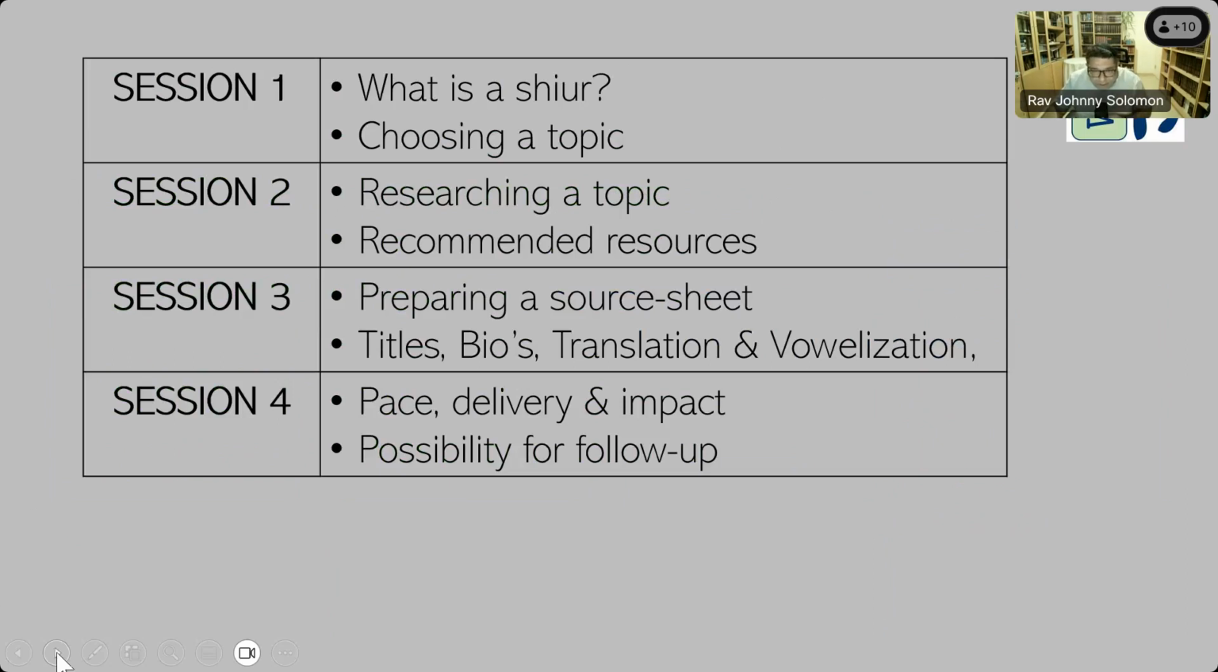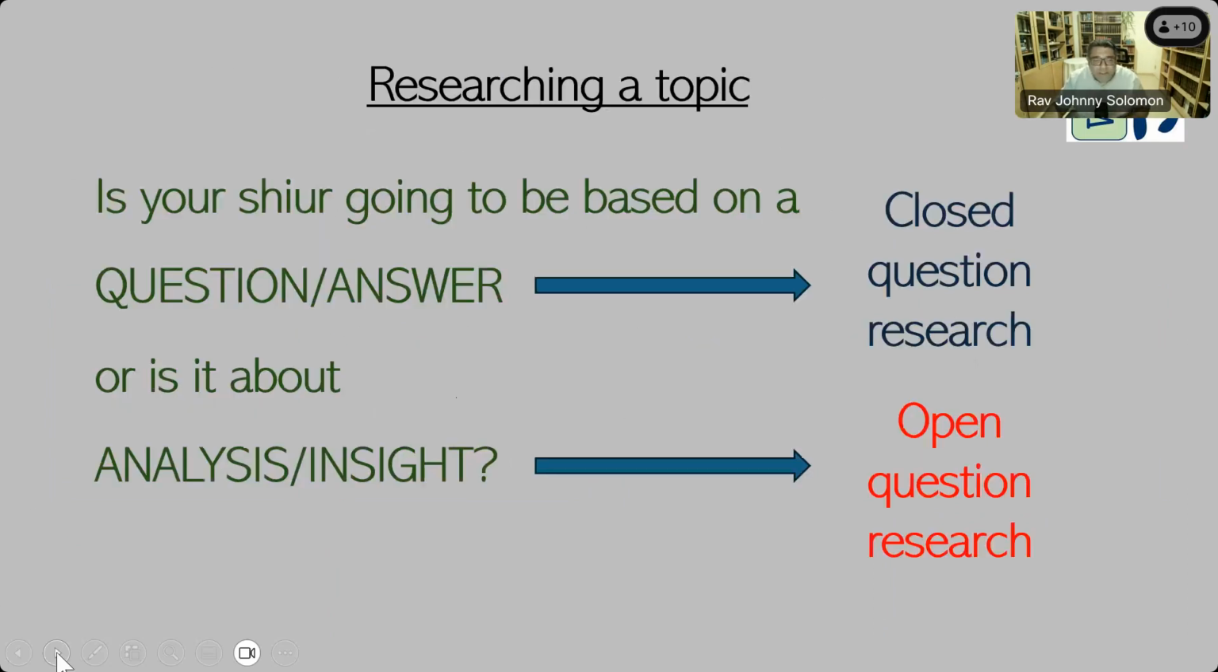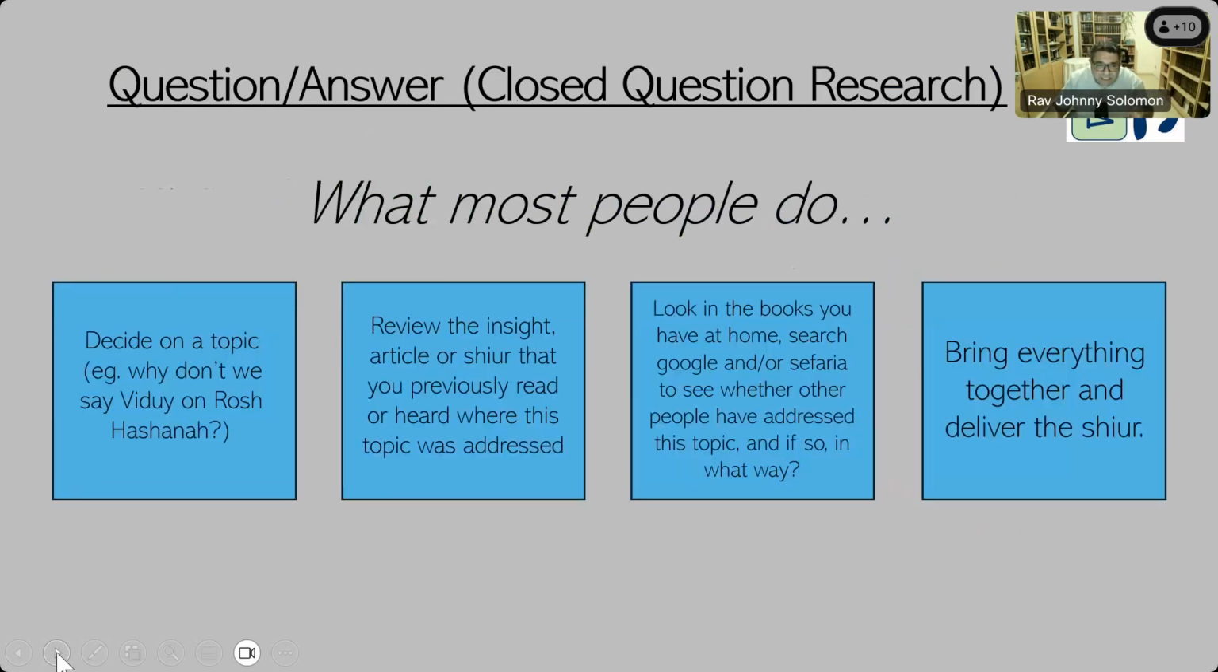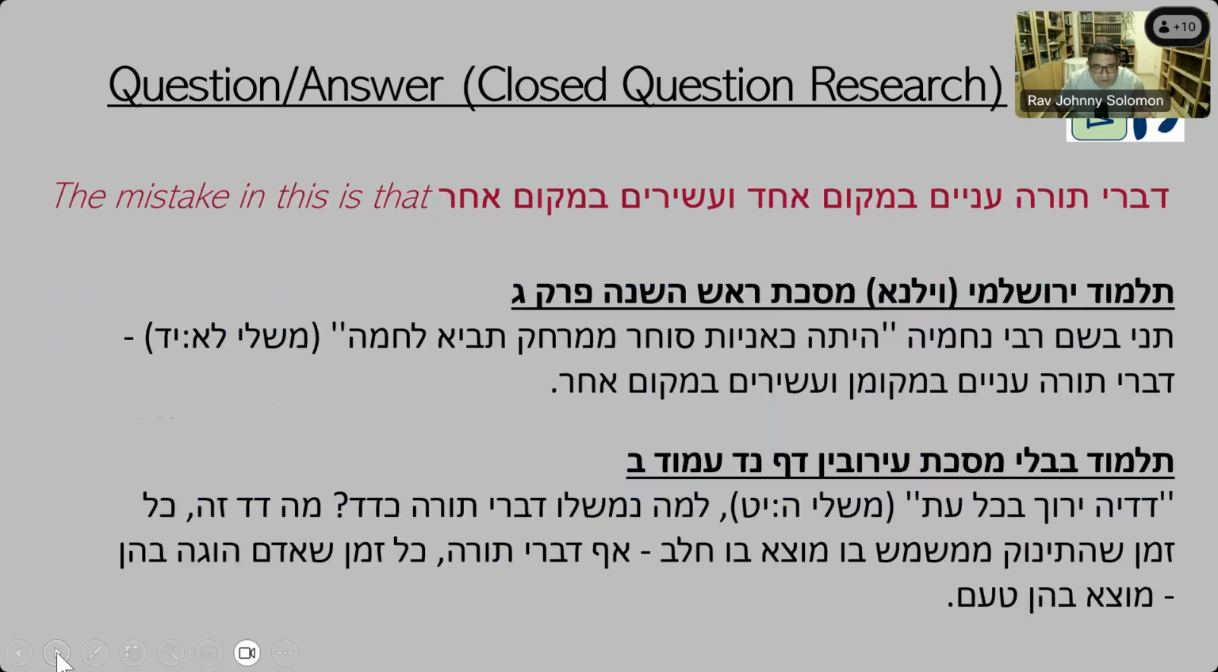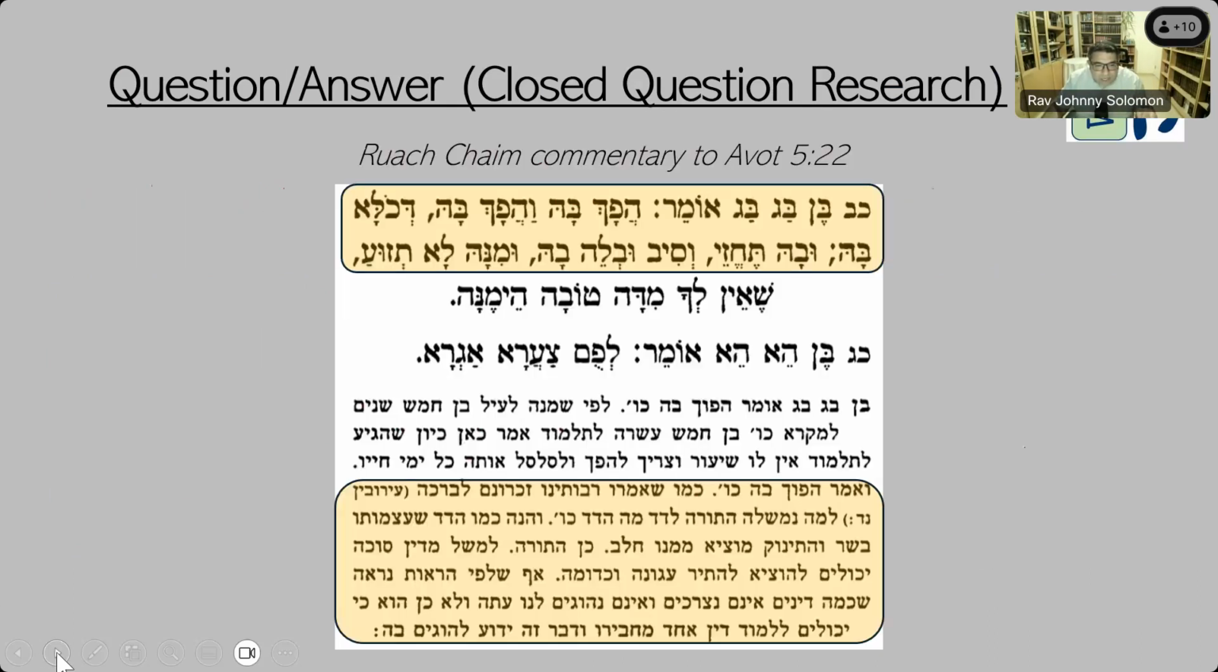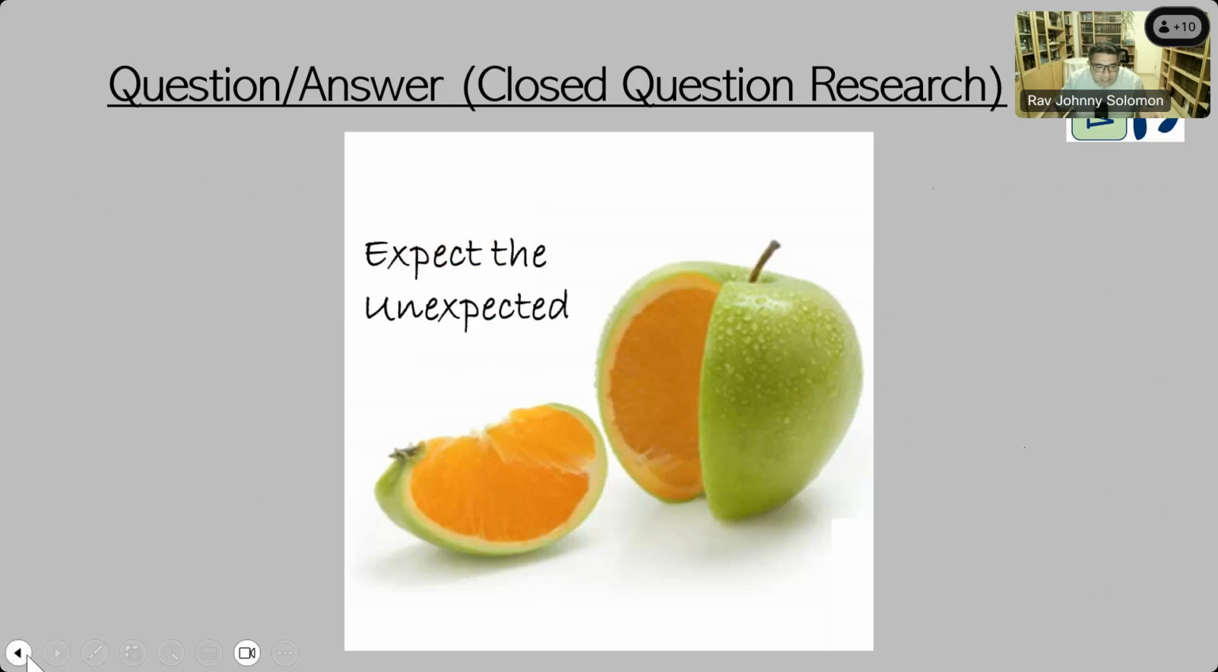We spoke about researching a topic and recommended resources. I think depending on the topic, you're going to likely research it slightly differently. We talked about question-answer shiurim and insight and analysis shiurim. I made it clear, divrei Torah ani b'makom acher v'ashir b'makom. Divrei Torah ani b'makom echad v'ashir b'makom acher. Look beyond the obvious. Basically, expect the unexpected. Hafoch ba v'hafoch ba, d'kula ba.